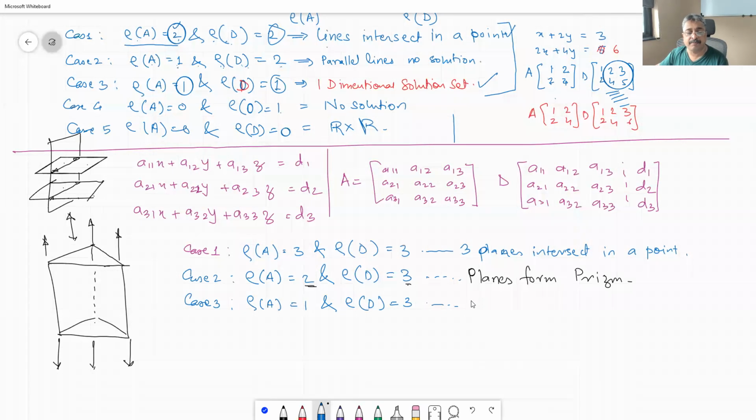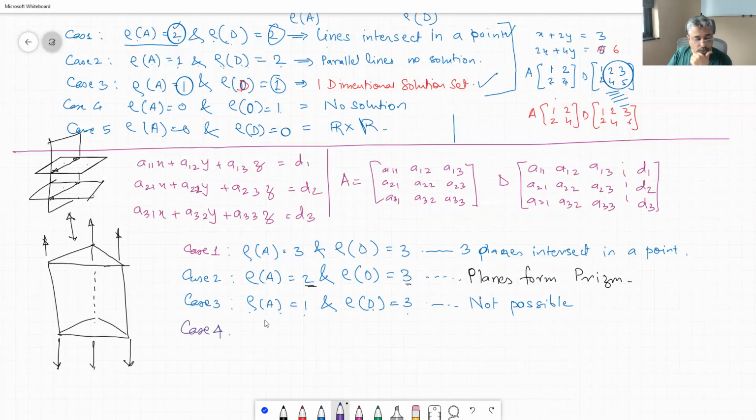This is not a possible event. Because if I want the rank of A to be 1, then only one entry non-zero if I put, then I will get the rank 1. So I can consider all of the remaining ones as zeros. So all the zeros will come in this and they will not allow you to have rank 3. So if rank of A is 1, then rank of D can maximum be 2. 3 is impossible. Check whether you understand this. This is an impossible event, not possible. Case number 4.